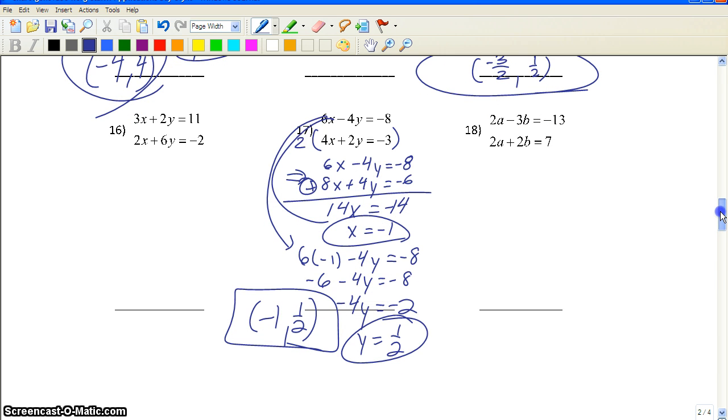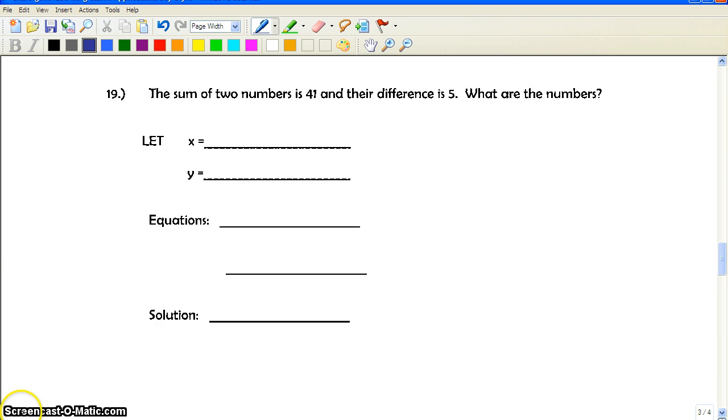Alright, now for some more stuff. Some word problems. Alright, guys, I'm just going to set up the equations for the word problems and define the variables, and then I'm going to give you the solution. But I'm not going to do the work. I'm going to leave it up to you to decide the method that you want to use and how you want to go about it.